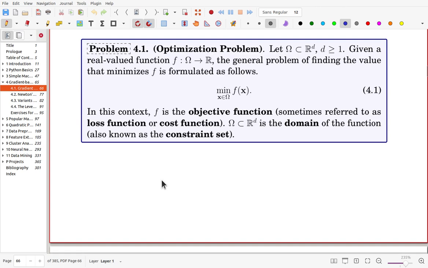Here we define the optimization problem. Let omega be a subset in d-dimensional space. Now, given a function f defined on omega, the problem of finding the minimizer of f is formulated in this way: minimize f of x over x in omega. Here f is the objective function, sometimes called the loss function or cost function, and omega is the domain, or we call it the constraint set.